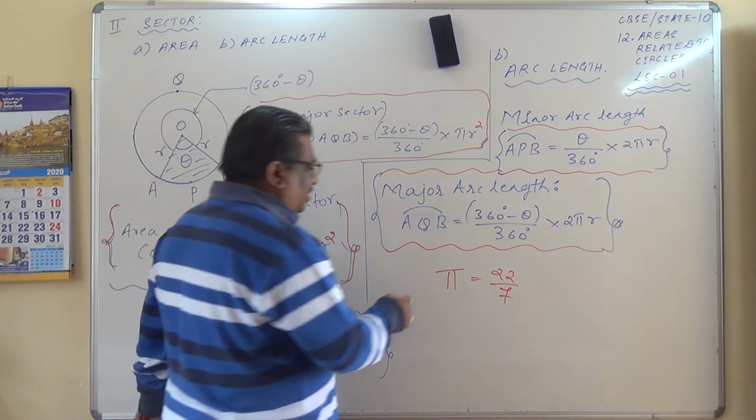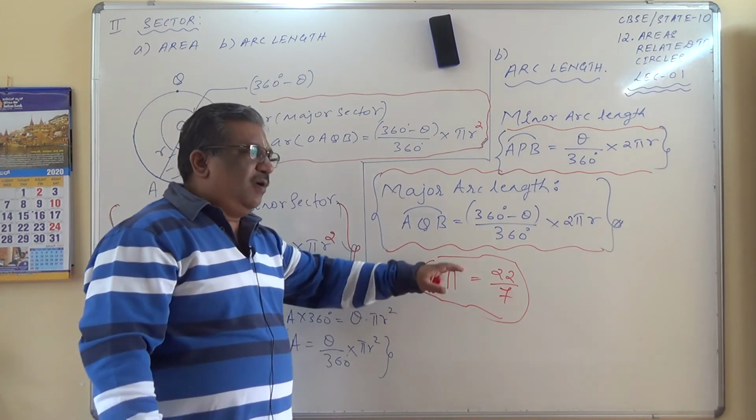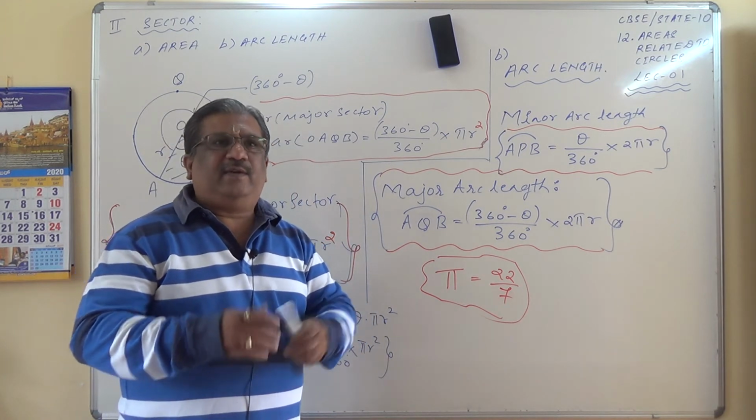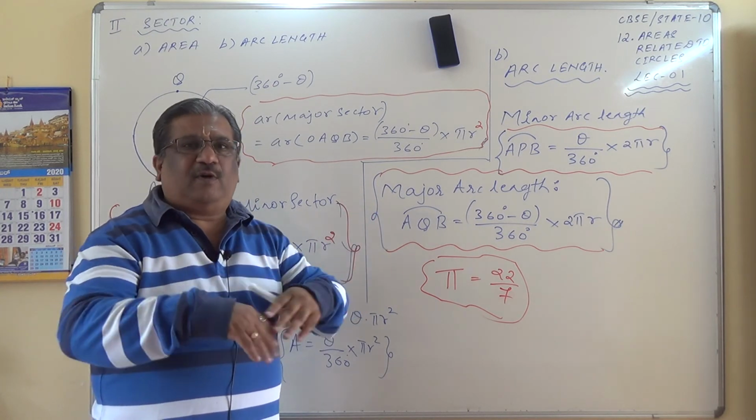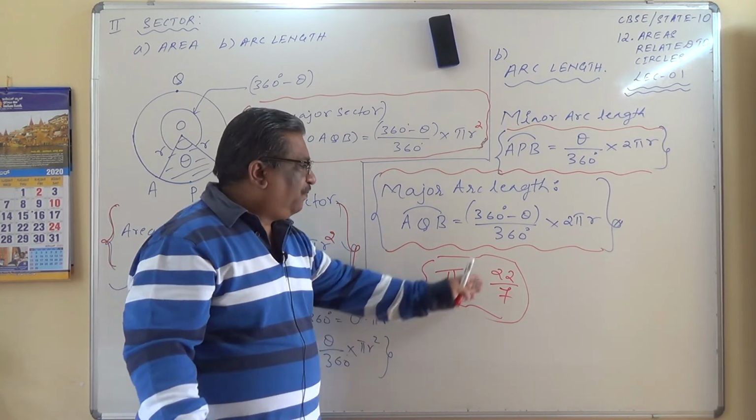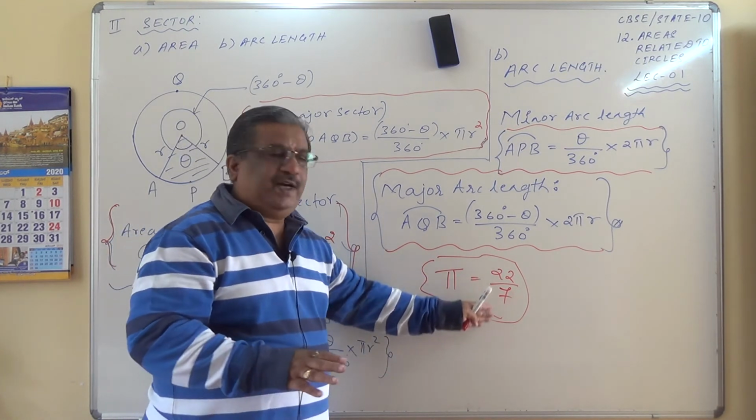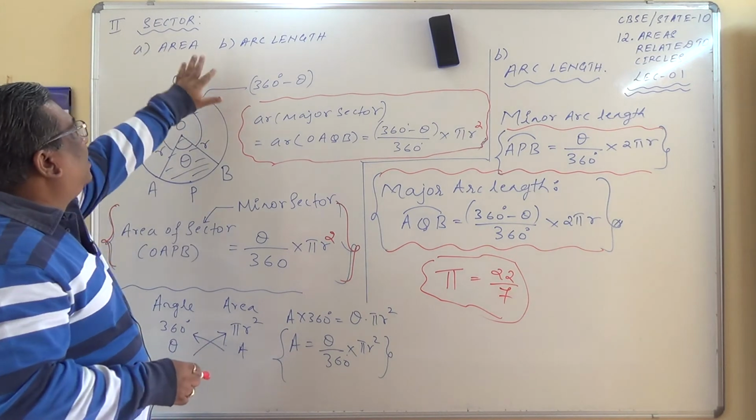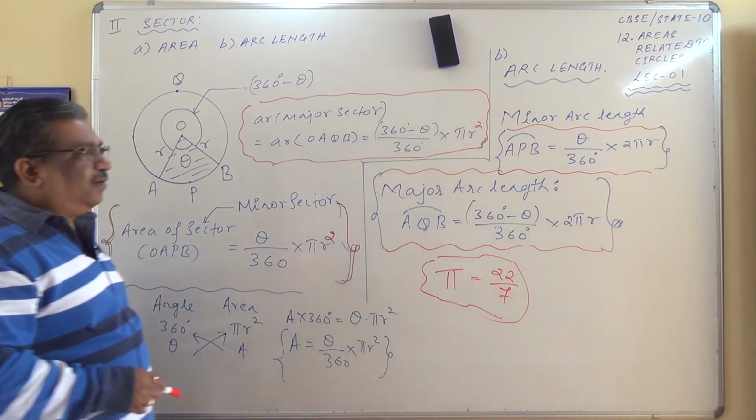So two formulae and also the pi value. By default in our calculations, whenever they say calculate the area of the circle or area of the sector, if pi is involved, we assume the value to be 22 by 7 unless otherwise specified. Like 3.1416 also you can take, provided they specify that. If they do not specify anything, by default I'll take 22 by 7, and based on the situation I will switch between 22 by 7 and 3.1416. So make a note of this: area and arc length of the sector, minor sector, major sector. Please make a note of this.